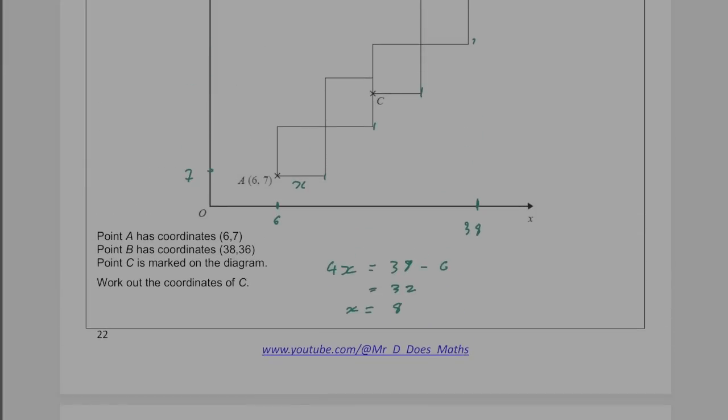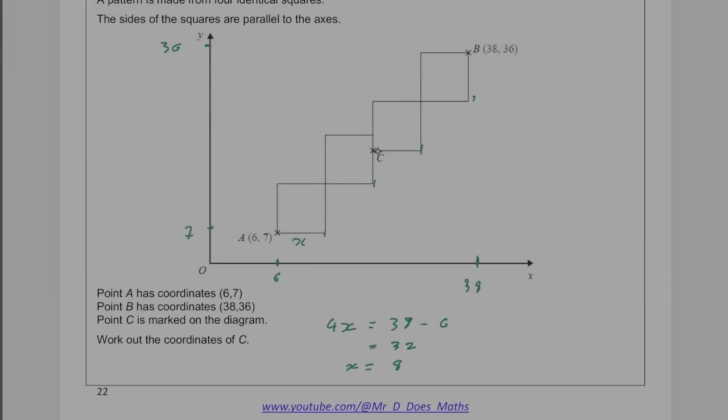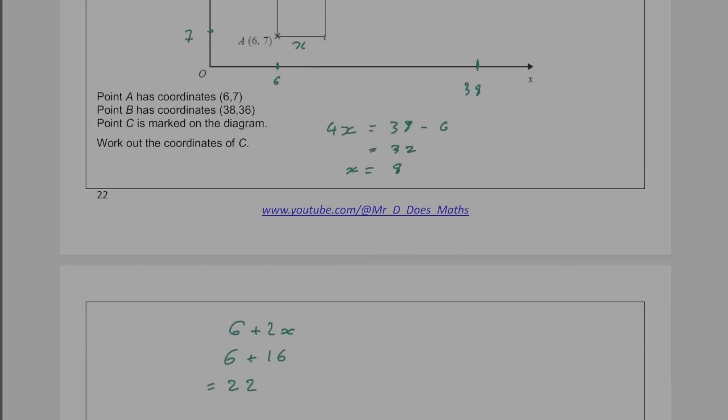Now the y coordinate is slightly different because if we look here, it's 1 and a bit. But what we can do is we can work it out from this value here. So the y coordinate, so I should really have said x coordinate. The y coordinate is going to be equal to 36 minus 2 lots of x. That's going to be 36 minus 16. Which is going to be equal to 20.